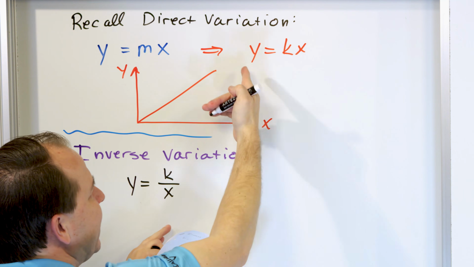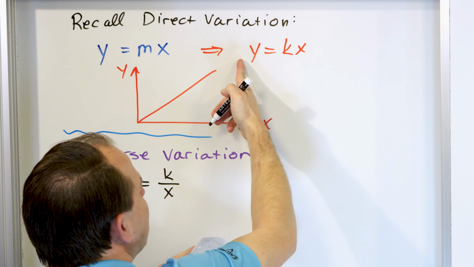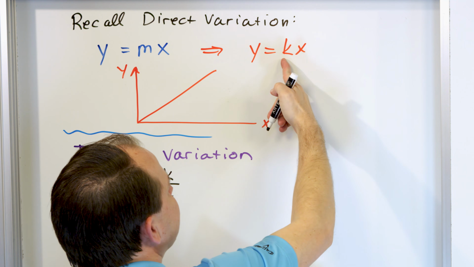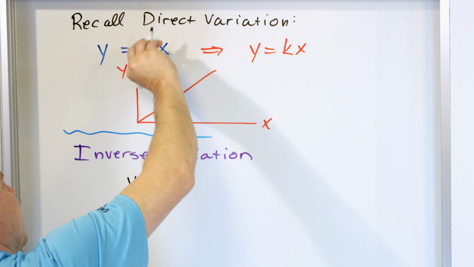How much does y increase? Well, it depends on what k is. If k is 100, then y will go up a pretty large amount compared to x. If k is 25 million, then of course y is going to go up a whole lot more, and the slope of this line will be very steep.